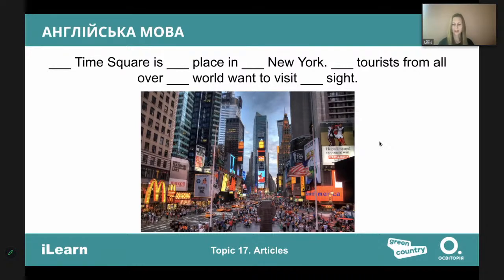Let's start checking. So Times Square, no articles, is a place in New York, no articles. Tourists from all over the world want to visit the site. Okay, so I see some answers there already, and that is great that you know how to put them correctly.